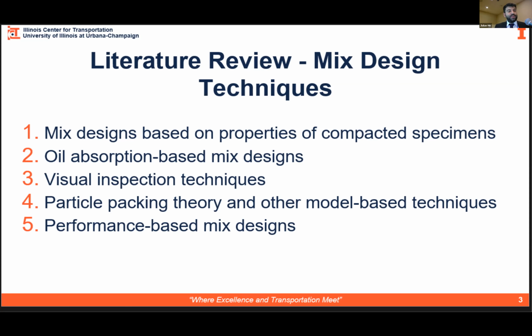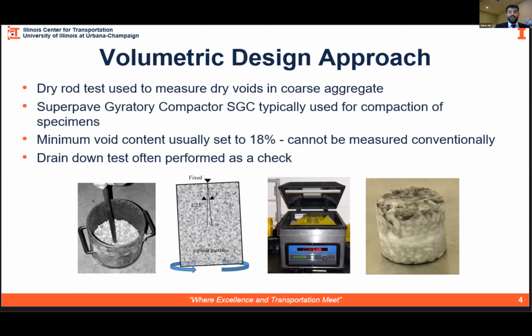So how do we design porous asphalt? The typical volumetric design is what we use for dense graded asphalt concrete. We do mix designs based on the volumetrics of compacted specimens to determine the optimum binder content. We have actually quite a few different ways that have been proposed for doing mix design for porous asphalt. So the first one is that volumetric design approach.